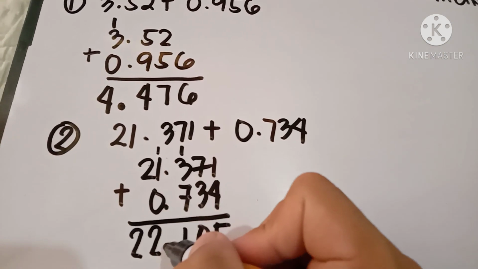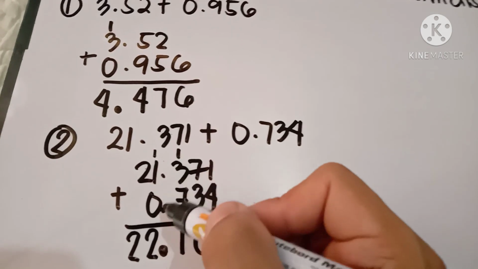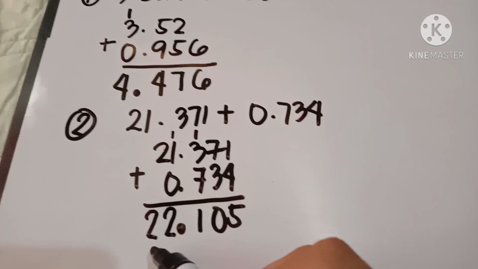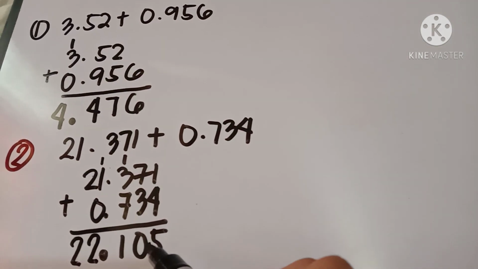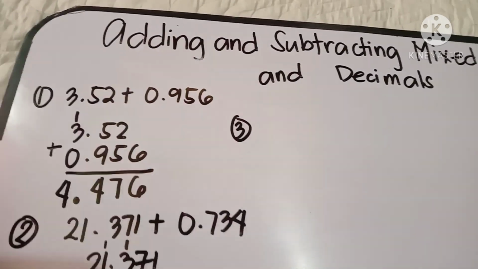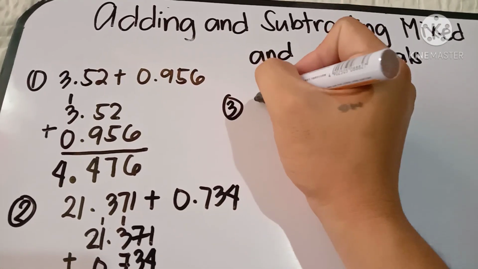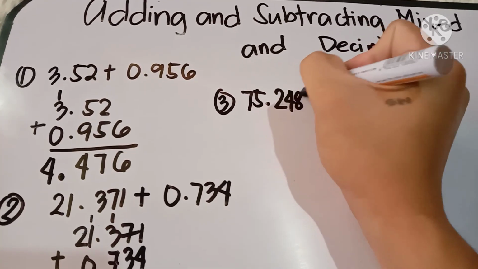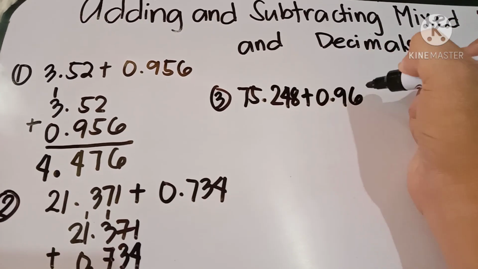Then huwag kalimutan maglagay ng decimal point dito sa sum or total. Dapat naka-align siya doon sa addends. Okay. So the sum or total is 22 and 105 thousandths. Okay, number 3. Third example. Okay, 75 and 248 thousandths plus 96 hundredths.